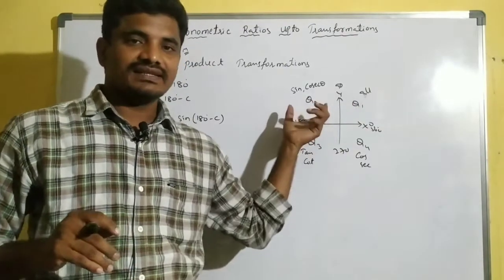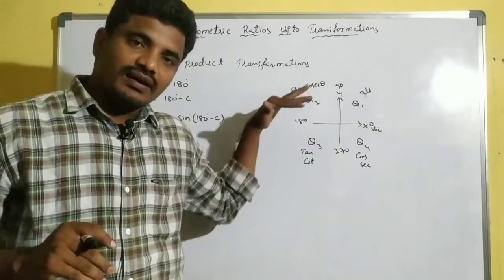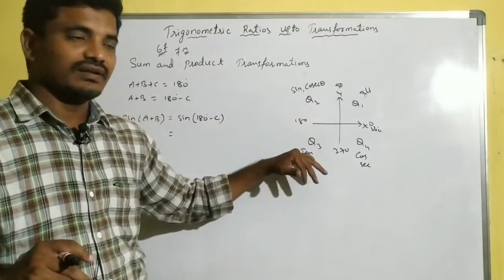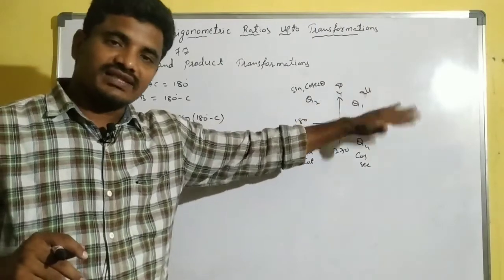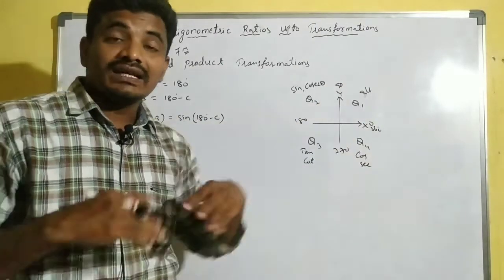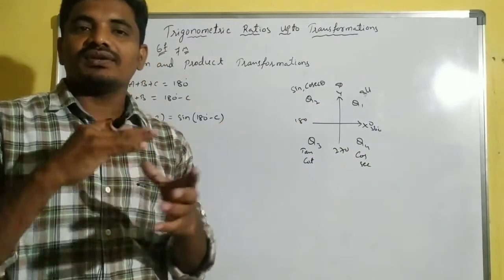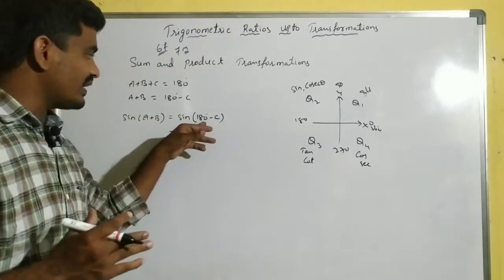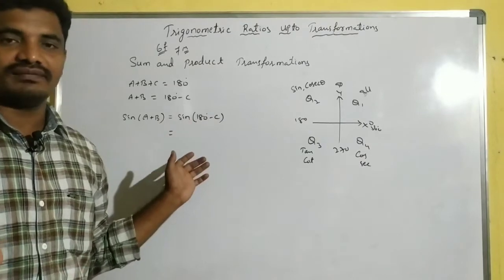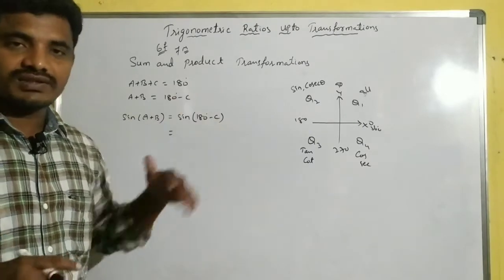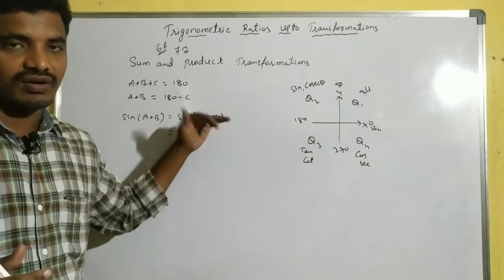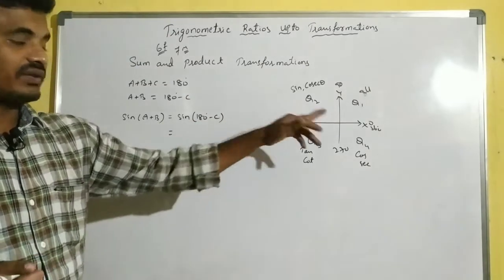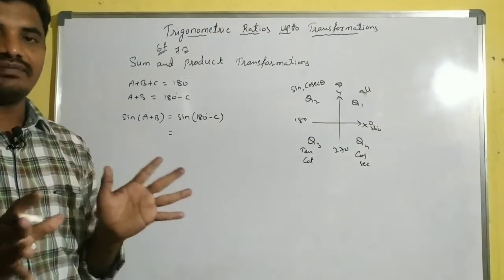For these angles, when you subtract or add, that means 180 minus theta or 180 plus theta, 360 plus theta or 360 minus theta, the ratios will not change. That means sine will become sine only. Sine 180 minus theta is sine theta only. Sine 180 plus theta is also sine theta only. Cot 180 minus theta is cot theta only. Tan 180 minus theta, everything. If you take 180 or 360, you will get the same ratio.